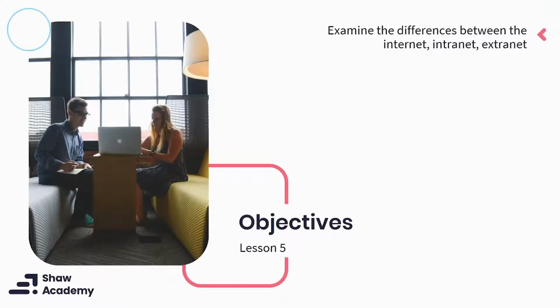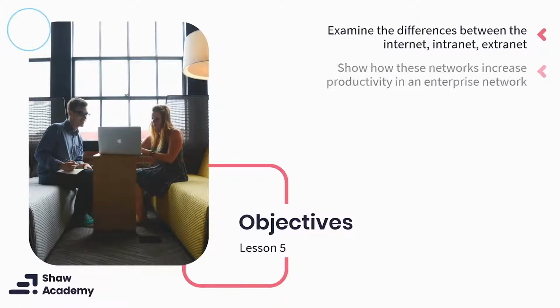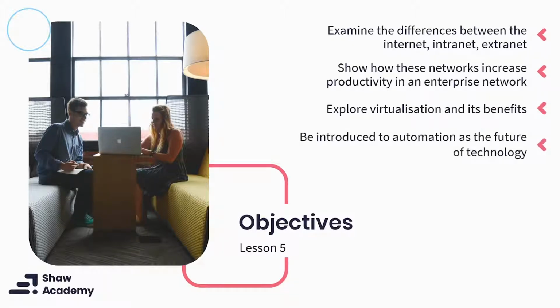The internet, intranet, and extranet. And will show you how these networks increase productivity in an enterprise network. We will also explore virtualization and its benefits and introduce you to automation as the future of technology. And you'll see how encrypted information, traffic, is sent over the extranet network. So lots happening here. Let's waste no time and get cracking.